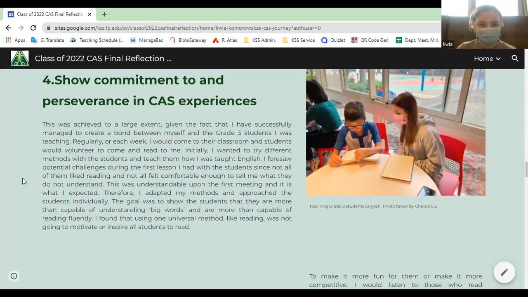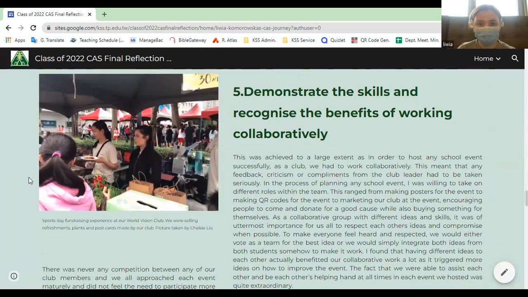And then for the fifth one, skills and working collaboratively. I joined World Vision Club. And with regards to clubs, my advice would be to choose a club that you know will tick some of those learning outcomes. I think World Vision was a good club to join because not only did we do a lot of projects and events for the school, we also worked together and we involved a lot of ethics and global issues with each of our events.